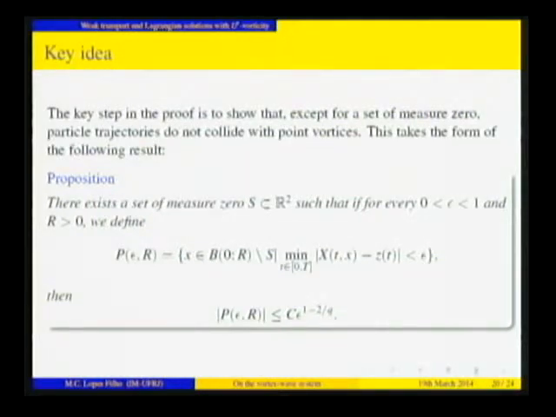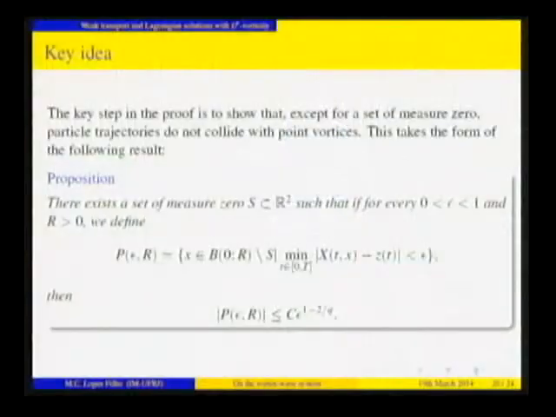If you fix the time, it's easy to see that particle trajectories do not collide with point vortices except for a set of measure 0. What's complicated is if you integrate now on all times, you take a single trajectory and look for all trajectories that hit that trajectory in time backwards. Proving that that set has measure 0 is what's complicated here. And there's a very nice estimate that prevents that, which is given in this proposition.